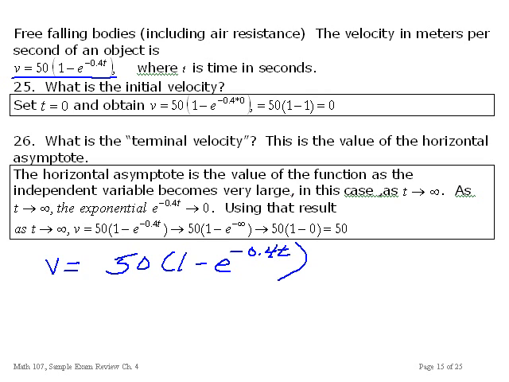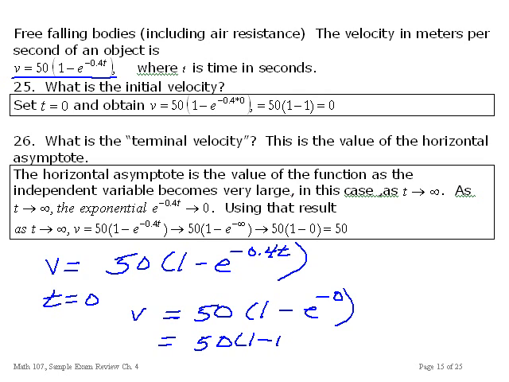The question is, what is the initial velocity? At the initial velocity, t equals 0. So if you don't understand this equation, you can put t equals 0 into the equation and see what you get. So the v, when t equals 0, is going to be 50 times 1 minus e to the negative 0.4 times t, and t is 0. Exponents to the 0 are 1. So this becomes 50 times 1 minus 1, and that's a 0. That means 0. In other words, this object is starting off with 0 velocity as it falls. This equation starts at a 0 velocity.